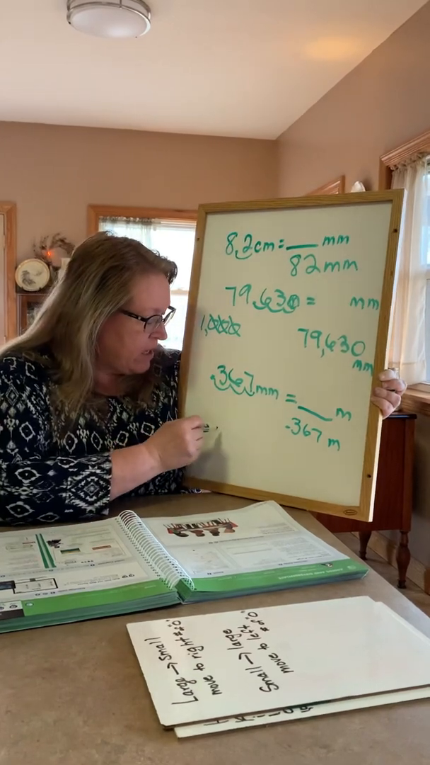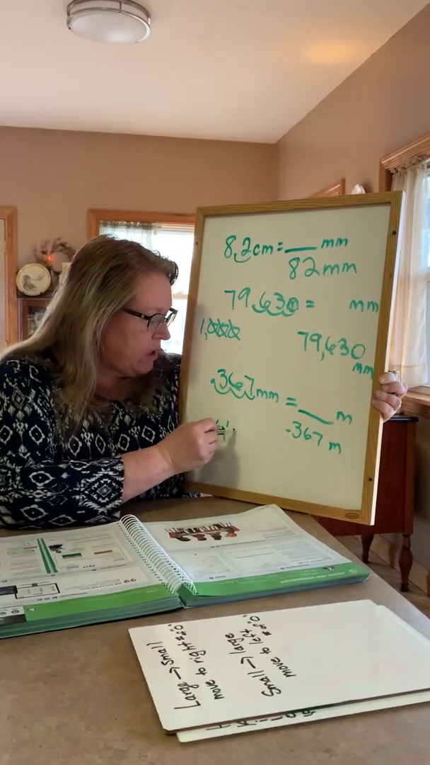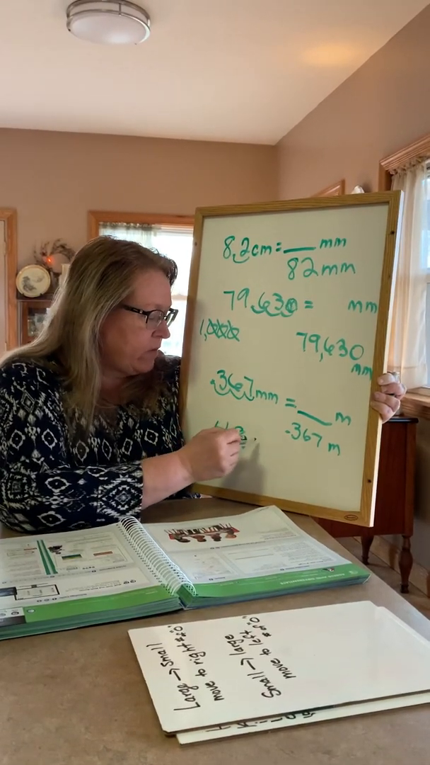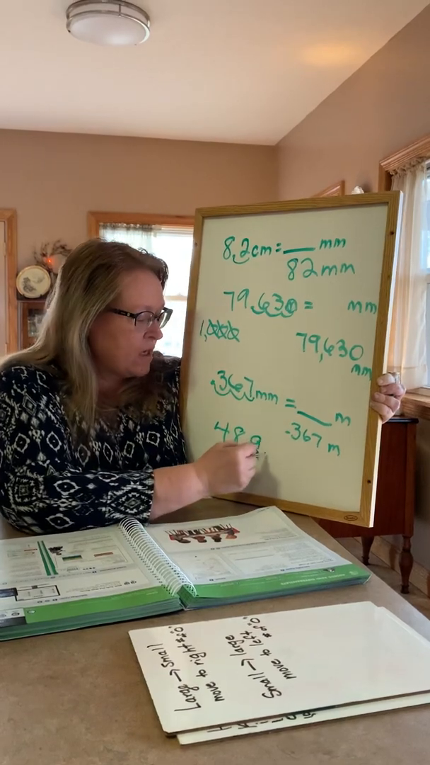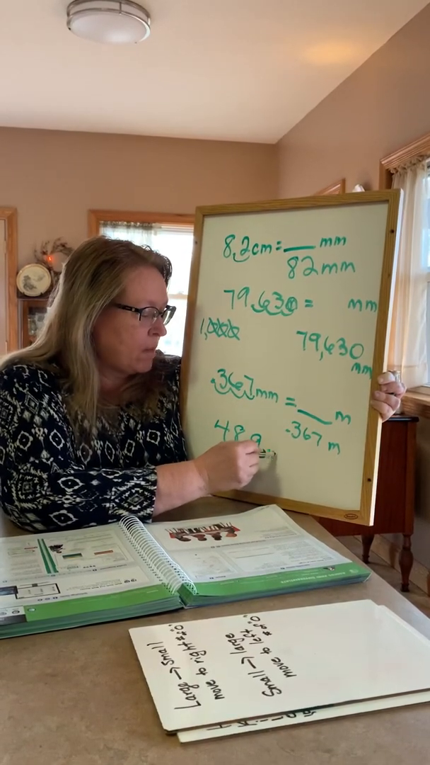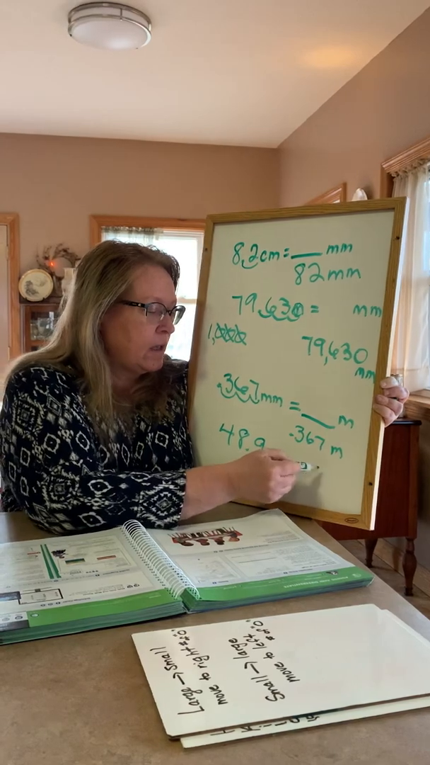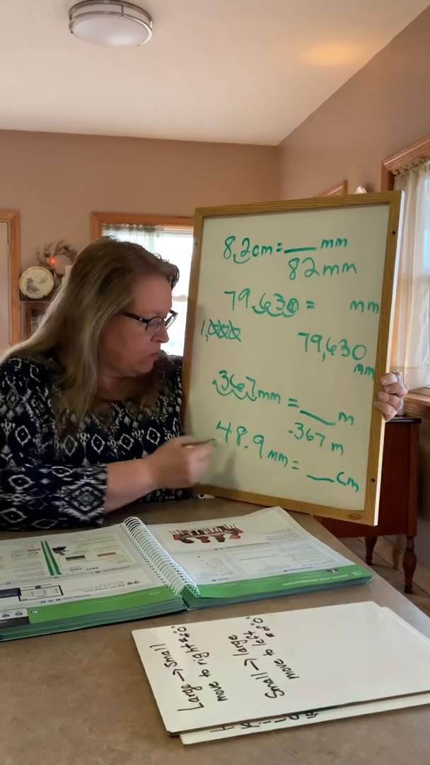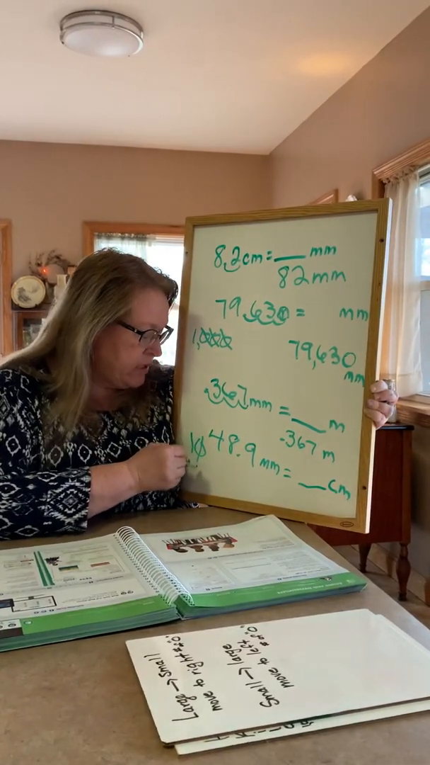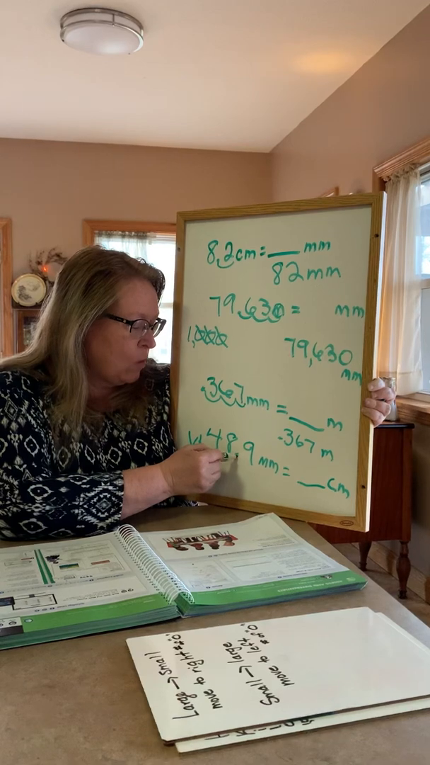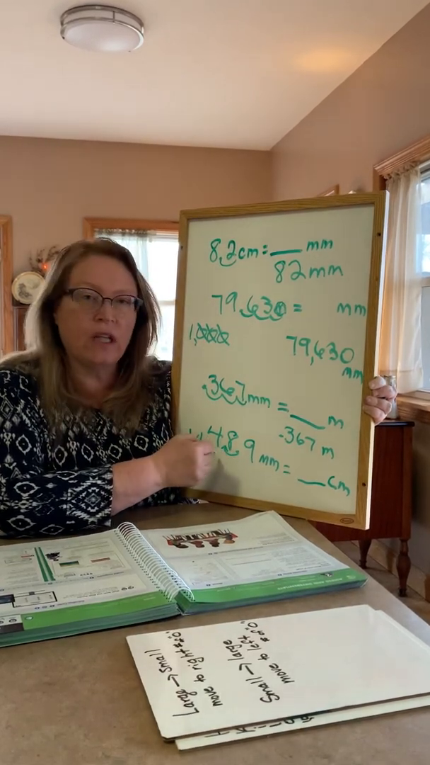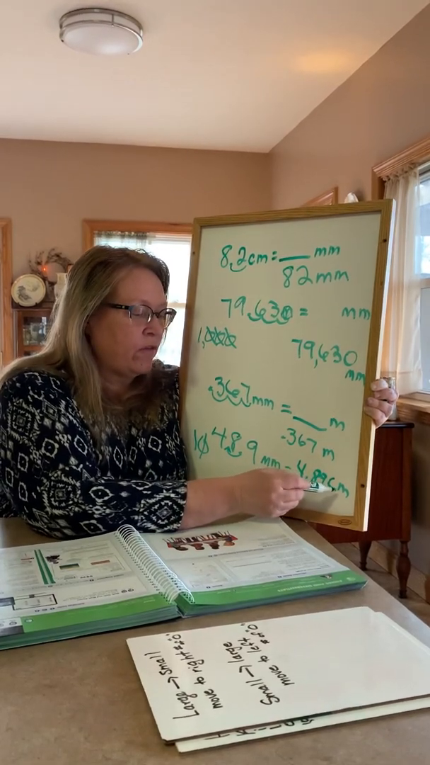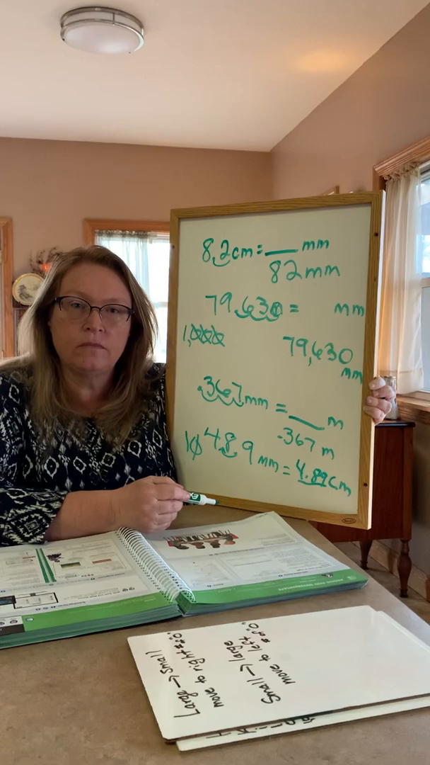Okay. If I had 48.9 millimeters, and I'm going to centimeters, okay, that's only a 10. So there's 1 zero in 10. So you move that decimal 1 place to the left. So the answer would be 4.89 hundredths centimeters. All right.